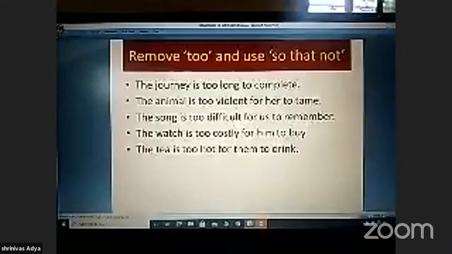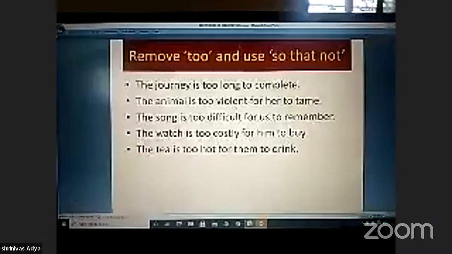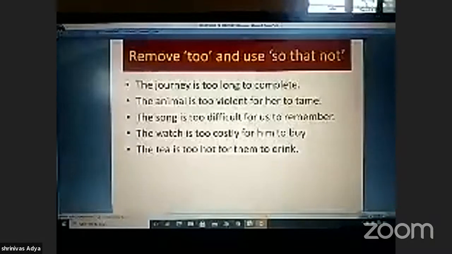Who will change this? I can't see your name. Anyone from 10C? Go for it. Is there anyone from 10C? Vishwanath, are you there? If you are there, then reframe this sentence using so that not.